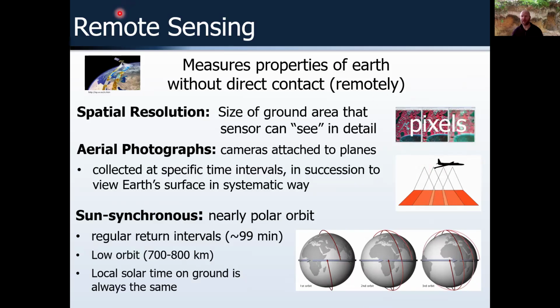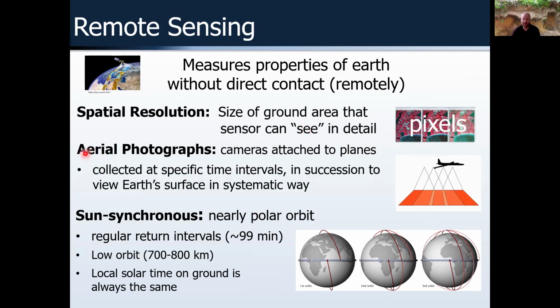All right, so how do we collect some of these data? A lot of the data that we're looking at with maps were collected using remote sensing strategies or technologies. And so this measures properties of Earth without direct contact. And so literally it's kind of like taking a picture, because that's one form of remote sensing. However, we can use many different sensors to see the ground in detail.